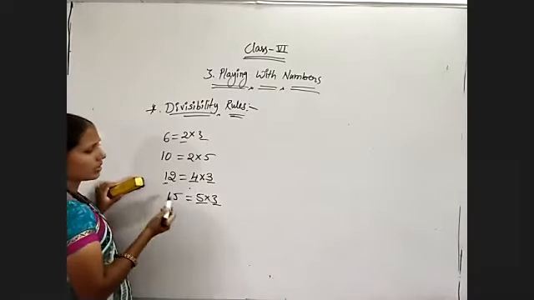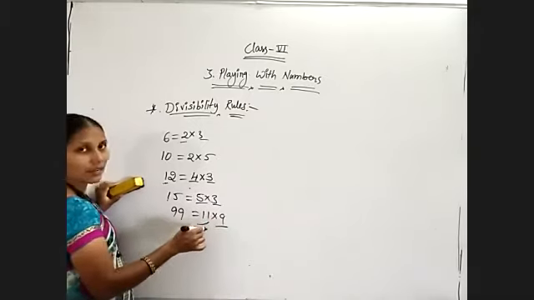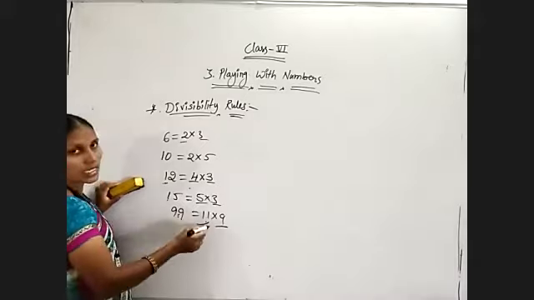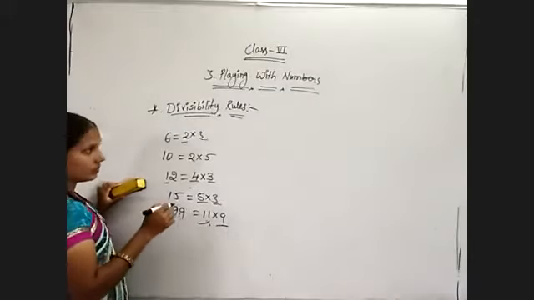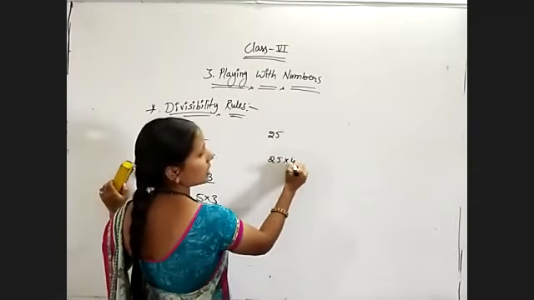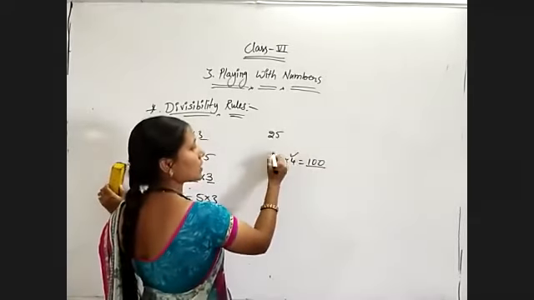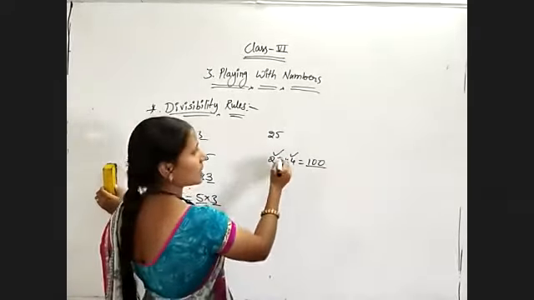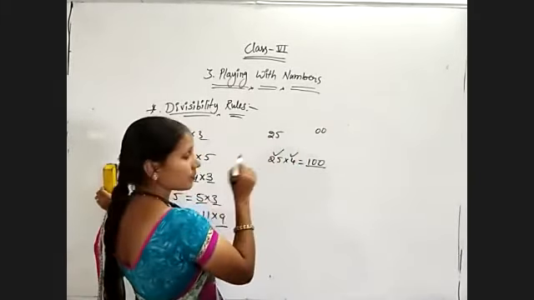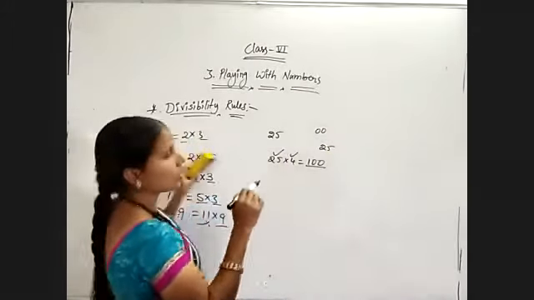Okay. And like that only for, suppose, 99. 11 9s are 99. 9 divisibility rule we know, 11 divisibility rule we know. So if a number is divisible by 11 as well as 9, then it is divisible by 99. And for 25, as I told you, 25 into 4 is equal to 100. Means all the multiples of 100 are divisible by 4 as well as 25 also. That means if the last two digits are zeros, then that is divisible by 25 also. And if the last two digits are divisible by 25, then only it is divisible by 25.